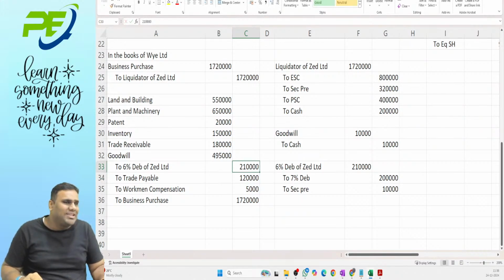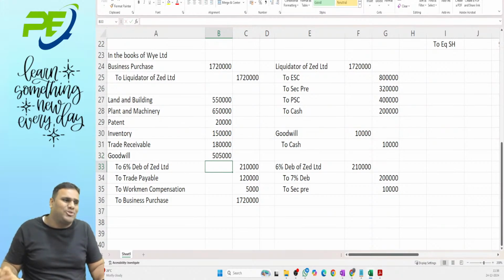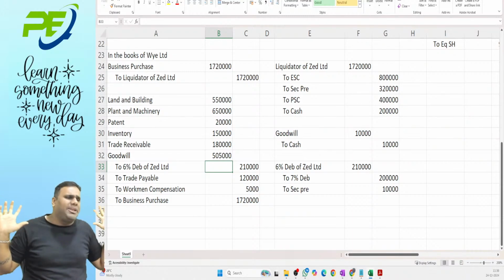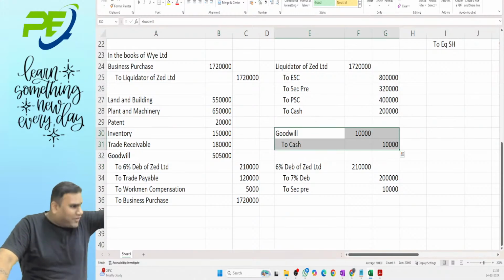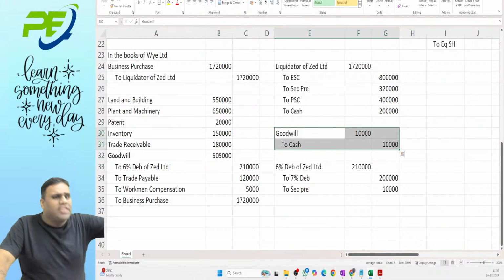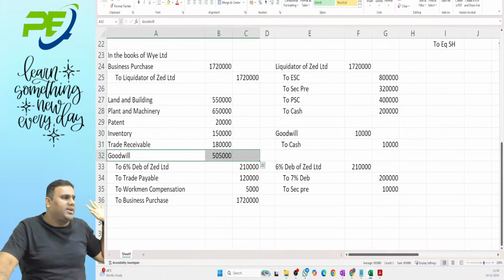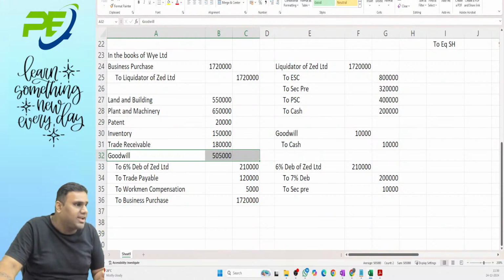Goodwill will change again. This is the actual goodwill. That will not change, which is why I have given an independent entry. Please, guys, don't get confused. This 10,000 is for expense. Forget it. This 10,000 is for expense. And this goodwill is the balancing figure.